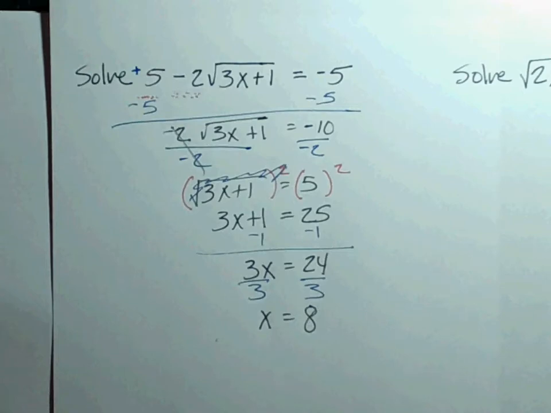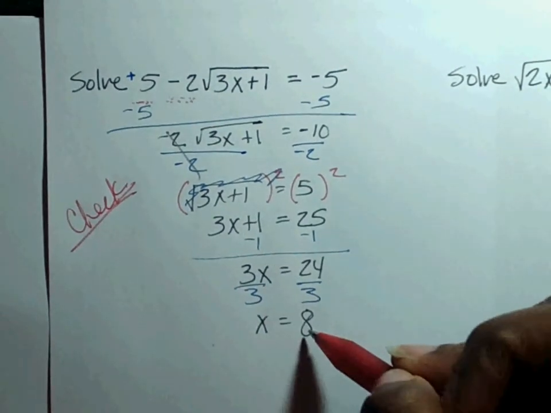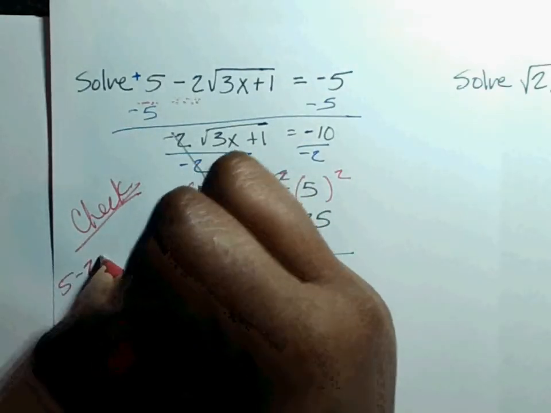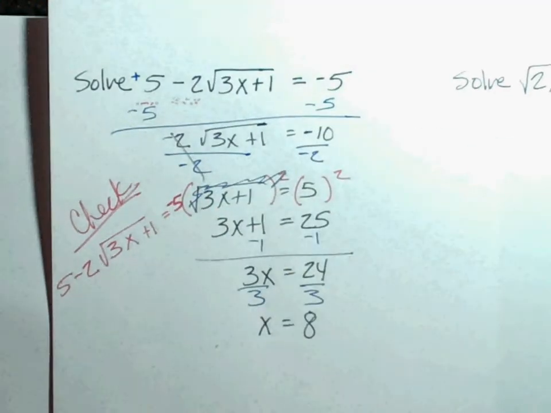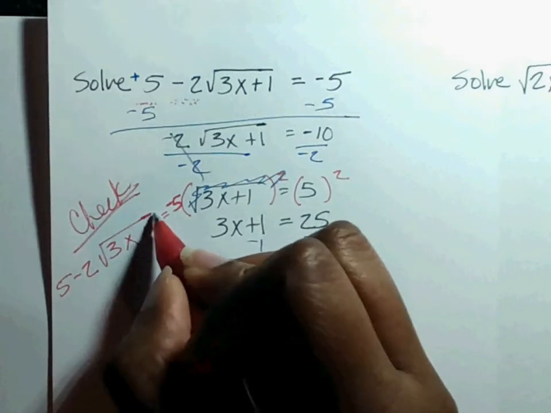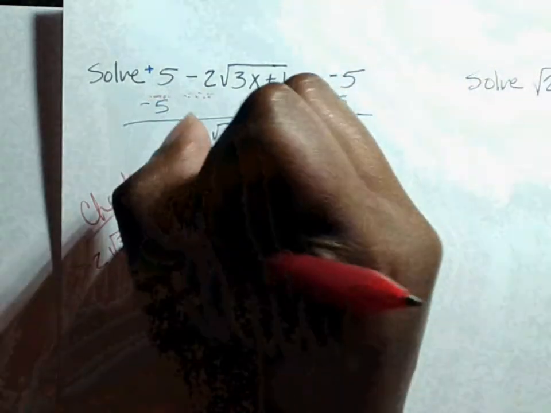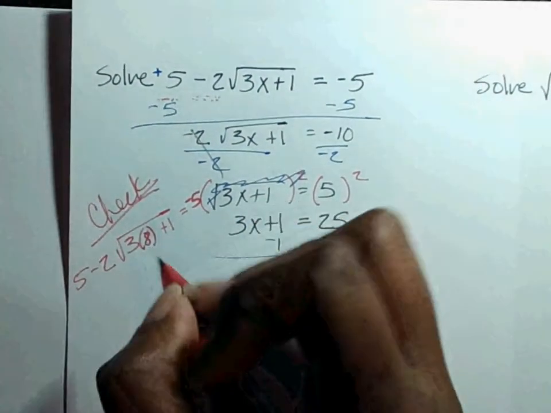You don't know it yet. You have to check yourself. Okay, so how do you check yourself? You take what you think the answer is and you substitute it into the original equation. My original equation, 5 minus 2 square root of 3x plus 1 equals what they said is negative 5. Make sure I know that my 1 is under my radical. Okay, so instead of x, I'm going to put what I think x is, which is 8. So I'm going to erase x. And I'm going to put 8 right there. Alright, so it's time to figure this stuff out.